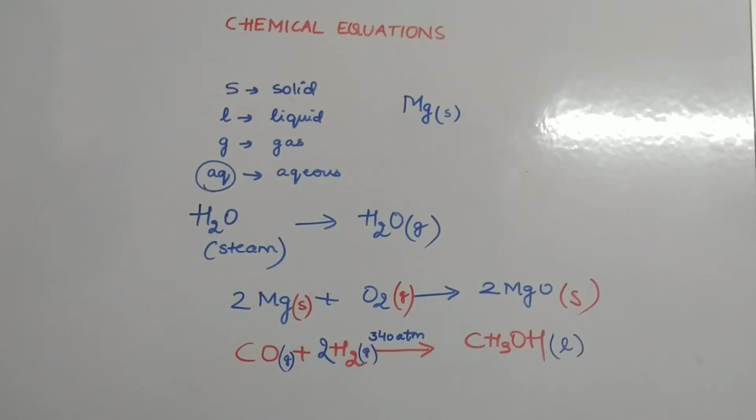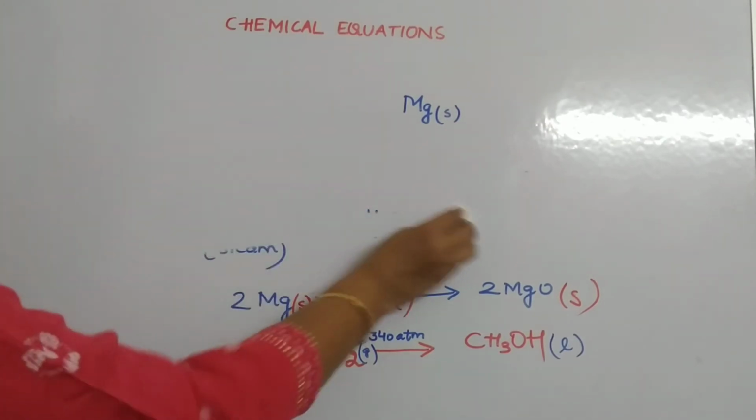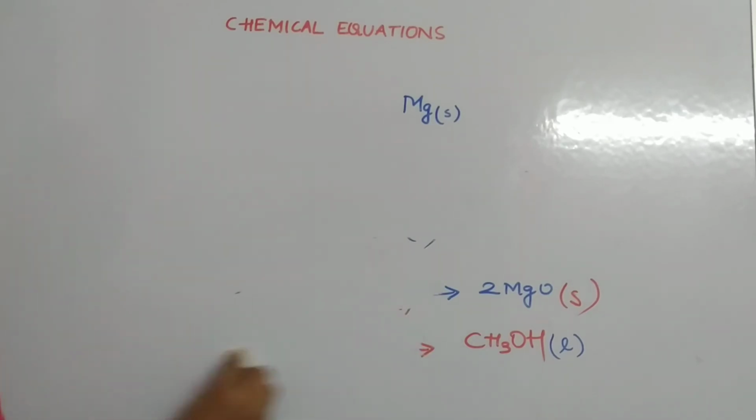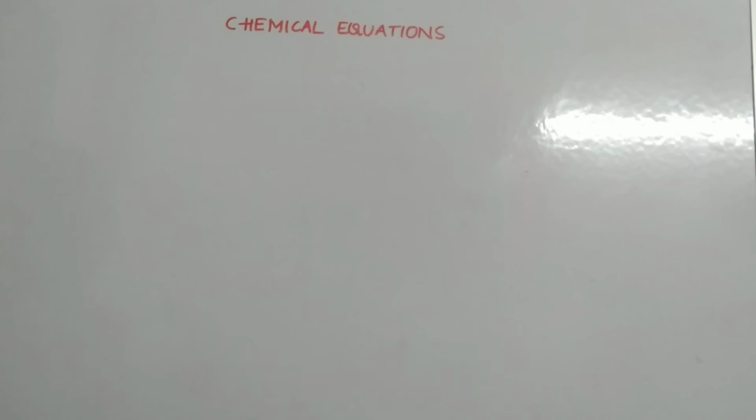Now I want to tell you one more thing here. Sometimes you must have seen some symbols in the reactions. Let me explain that as well, and then this topic of chemical equations will be over. Now you know the meaning of the words skeletal equation, balanced equation, physical states. Next time we will be discussing the types of chemical equations.